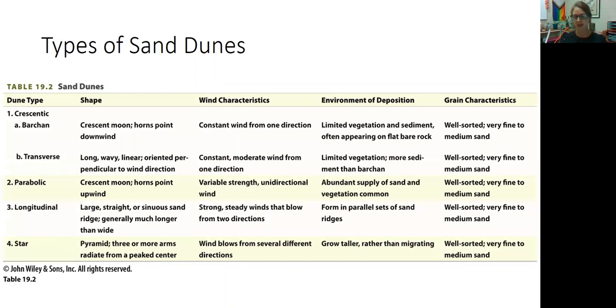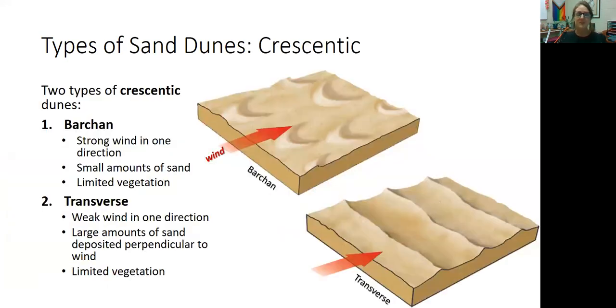Now, there are lots of different types of sand dunes that vary based on their shape, how they form, and the direction of the wind. This table summarizes all of those very well, but we're going to march through them one by one. The first type of dunes we're going to talk about are the crescentic sand dunes. These dunes can either be Barchan or transverse. Barchan sand dunes are shaped like a crescent, and they're formed when there's strong wind in one direction, but only small amounts of sand and limited vegetation. So lots of wind, but only a little bit of material to work with.